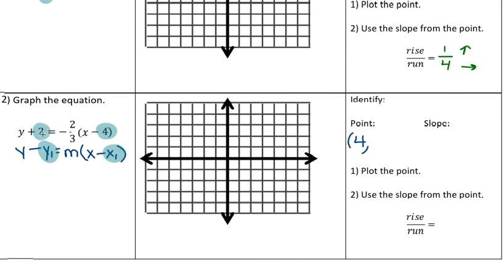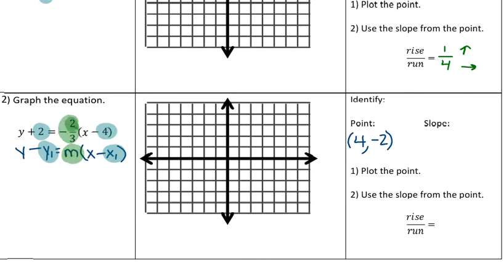But with my y, it went from a minus to a plus. Because it switched from a minus to a plus, that's opposite. We have to do the opposite of 2. And the opposite of a positive 2 is a negative 2. So 4, negative 2.